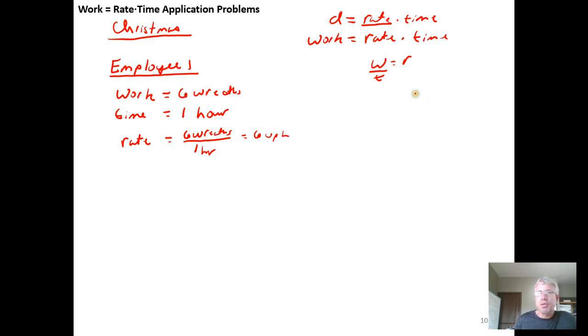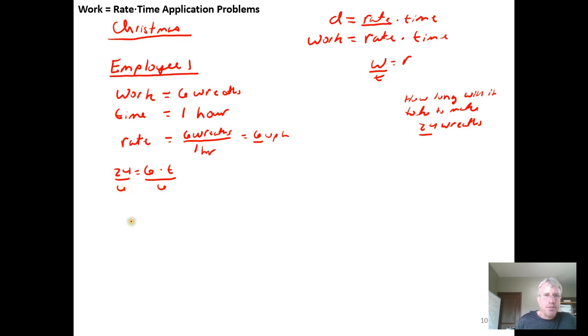So I could do something simple like ask, how long will it take to make 24 wreaths? So to do this, I could say, hey, the work that I get done equals my rate, which I know is 6, times the time it's going to take me to do it. But if I know how much work I want to get done, I replace work with the work I want done, and then I can solve it for the length of time it takes. So 4 hours is the time it would take for employee 1 to make 24 wreaths.